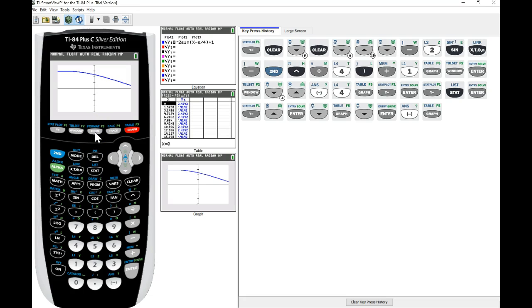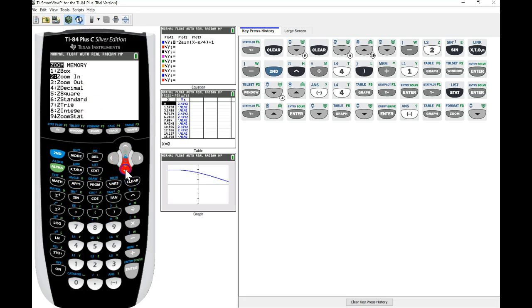So one easy way to get a decent picture is to press the zoom button. And then if I read all these options, Z-box, zoom in, zoom out, Z decimal, Z squared, Z standard, Z trig, Z integer, zoom stat, etc. Notice one of them is trig. What class are we in right now?